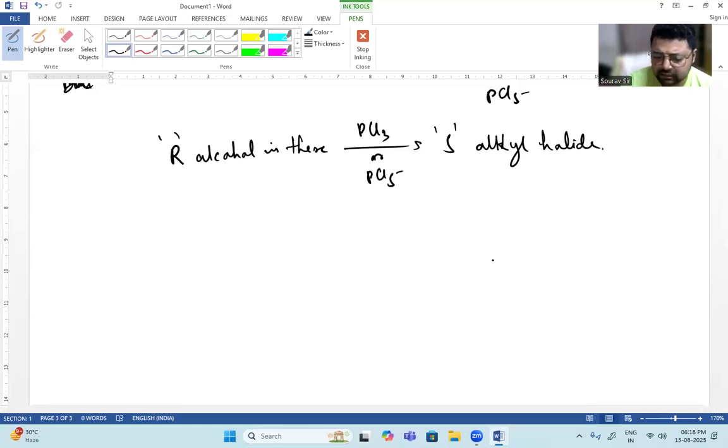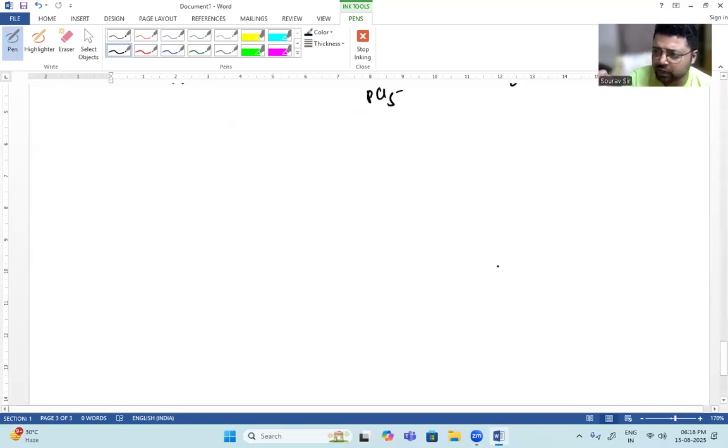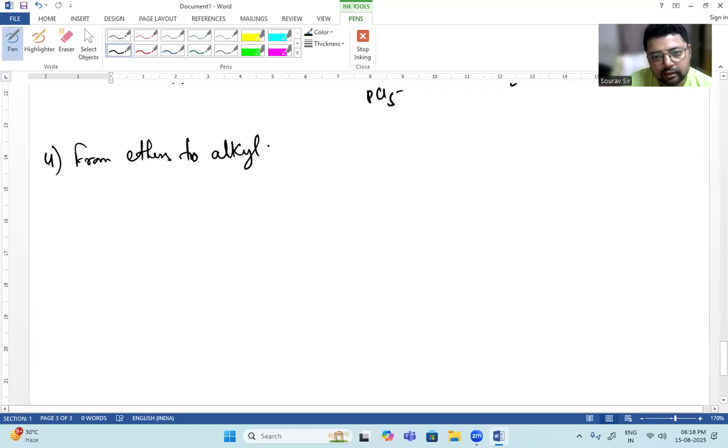Next, we are talking about ethers. Alcohol, phenol, and this. We're not talking about phenols here because phenols will be talked about with aryl halides. Now, from ethers to alkyl halides.